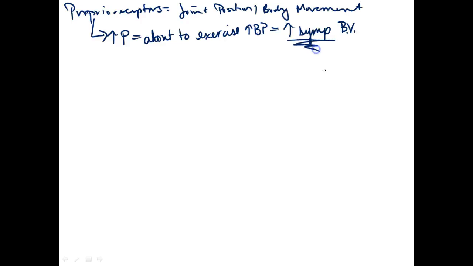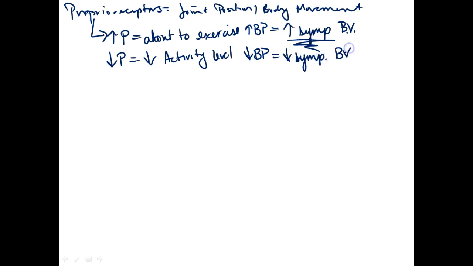Now remember, in the heart, what we did is we wrote increase sympathetic / decrease parasympathetic. But remember, in your blood vessels, we only receive sympathetic stimulation. So by increasing sympathetic stimulation, we primarily get vasoconstriction. And by decreasing sympathetic stimulation, we get our vasodilation. The opposite is true for a decrease in proprioceptor activity. This means your activity level has decreased. Well, if our activity level has decreased, our pressure doesn't need to be as high, so we decrease sympathetic stimulation to our blood vessels.